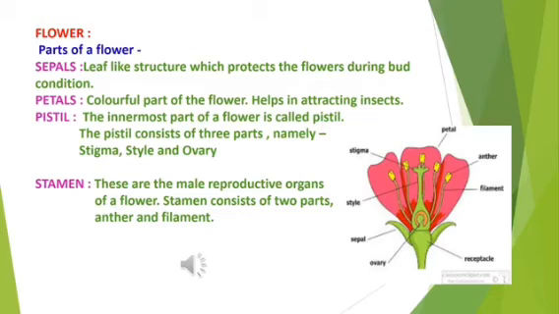Now in this diagram, you can observe there is one more extra part labeled here, which is called the receptacle. So you might be wondering, what is this receptacle? Receptacle is the part of the stalk. The flowers have a stalk, isn't it? So it is a part of the stalk on which the flower parts are arranged. So the receptacle is holding all the parts of the flower.